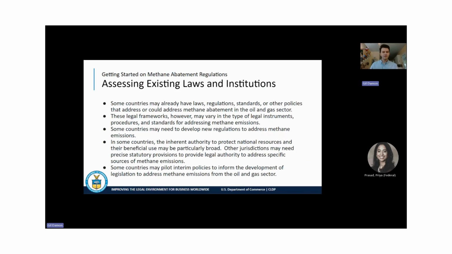Some countries may need to develop new regulations. They may need to develop new systems of authority even to develop methane abatement regulations. And then in some countries, there is inherent authority to protect national resources, and there could be a fairly broad system of beneficial use there.